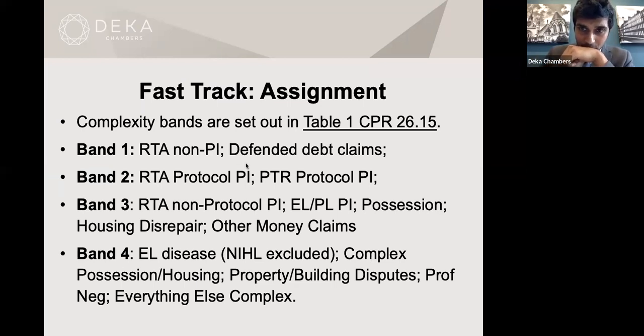Last question. When the value is £45,000, court orders still come through saying proposed allocation to multi-track.